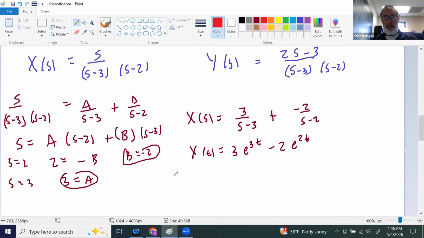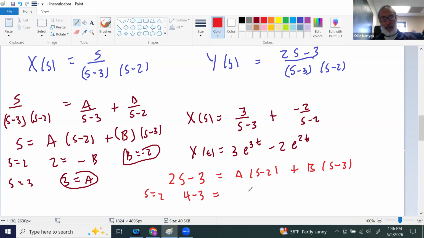Well, here we are doing the same clearing of the denominator and using the a and b as before. Same as the first. Using s equals 2, we get 4 minus 3 is equal to negative b. So b is negative 1.